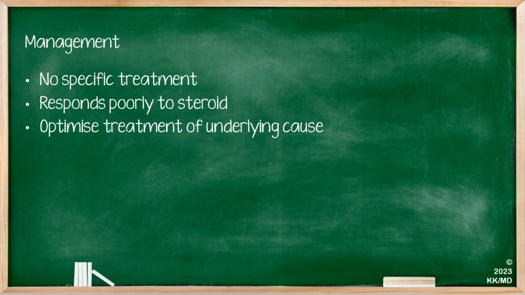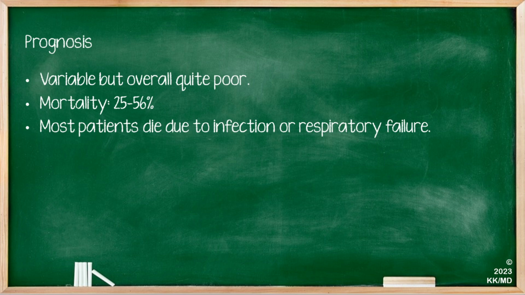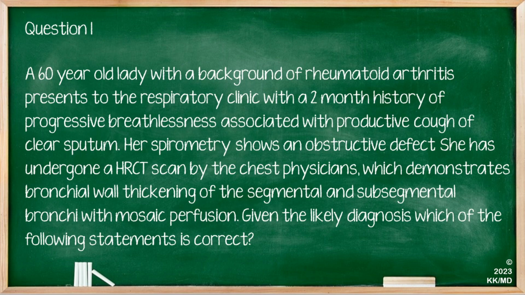Normally, what's advised is to try to optimize the management of the underlying condition that you think has led to the development of bronchiolitis obliterans, and then treat the secondary viral or bacterial infection with the correct agent as appropriate. As discussed, the prognosis is really quite poor, and the mortality is between 25 to 56% depending on the literature. Most patients will unfortunately die due to infection or respiratory failure. So let's do some questions.